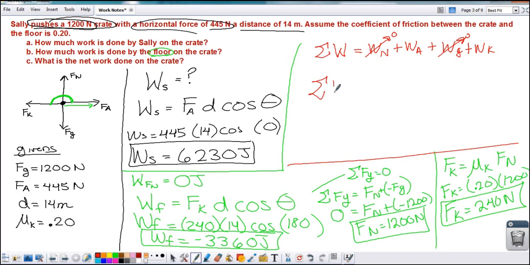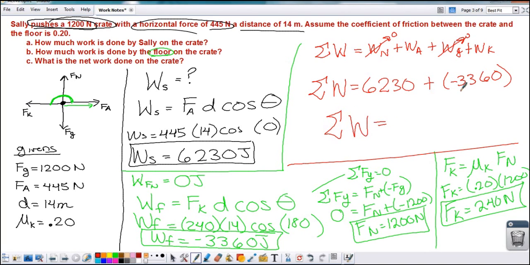So in reality, all I need to do is take the work done by the applied force, which was Sally, 6,230, and add that to the work that was done by the kinetic friction or the floor in total, which is negative 3,360 joules. I add those two together, keeping in mind that this one is negative, and I get that the net work done was 2,870 joules.